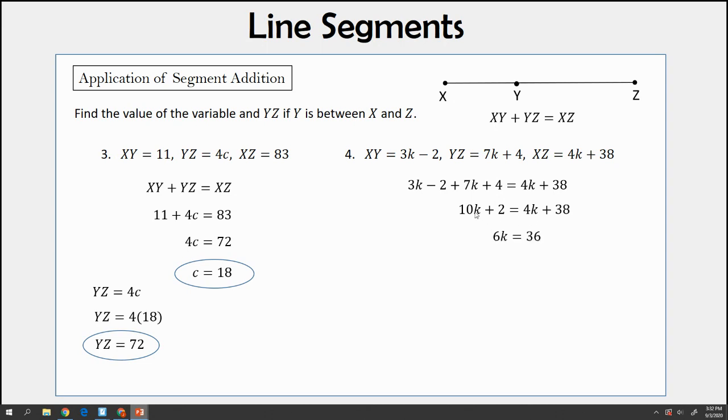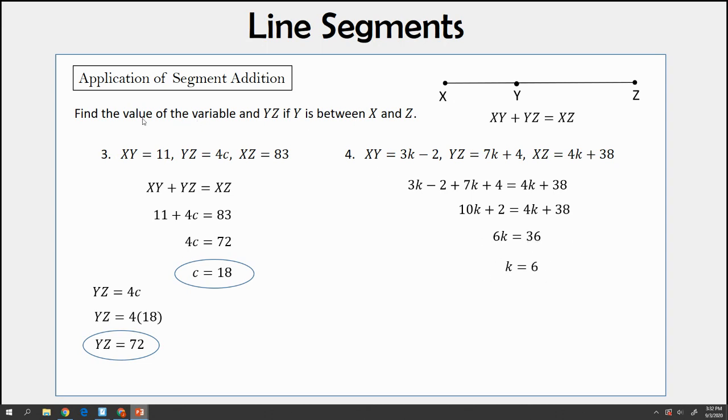Okay, subtract 4k from both sides. 6k is 36. Okay, I guess I subtracted 2 also at the same time. You guys can do this by now. But notice that every line of work I'm writing is equivalent to the one above. So you have to complete that process. Okay, divide each side by 6, and k is 6.